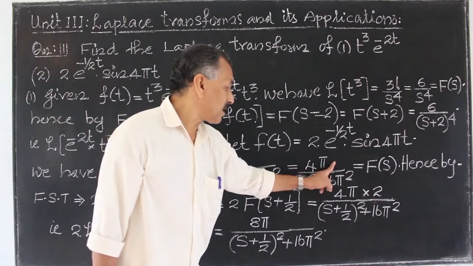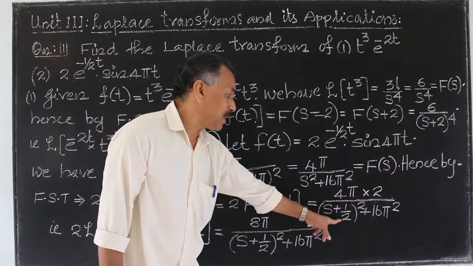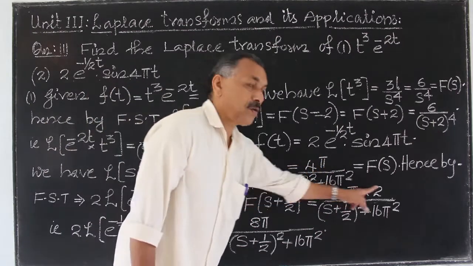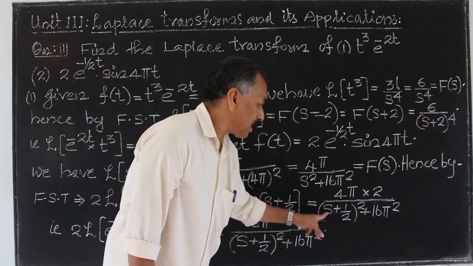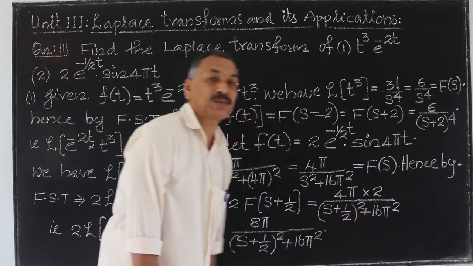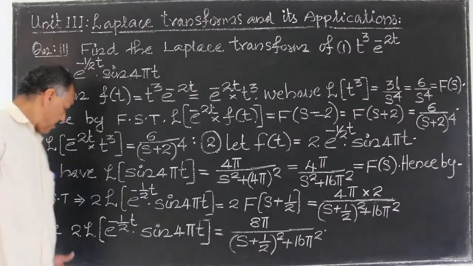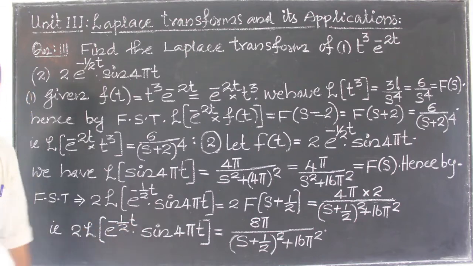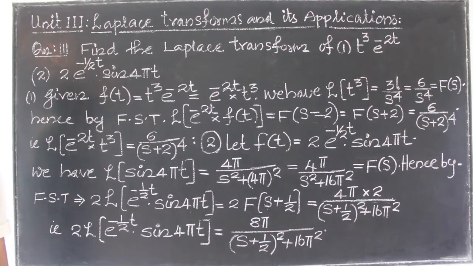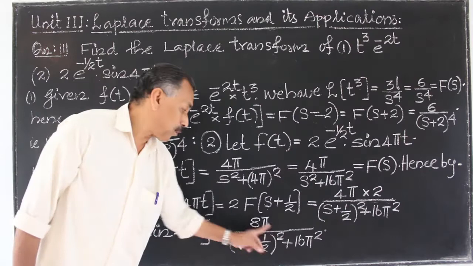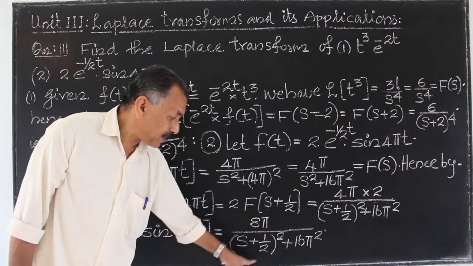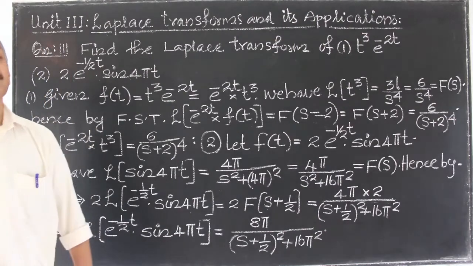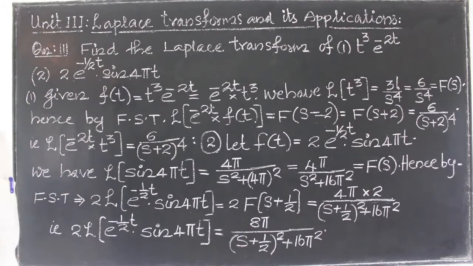And then f of s plus 1 by 2 is 4 pi divided by s plus 1 by 2 square plus 16 pi square. That is, the Laplace transform of 2 into the Laplace transform of e raised to minus 1 by 2 t sin 4 pi t is equal to 2 into 4 pi, that is 8 pi divided by s plus 1 by 2 square plus 16 pi square.